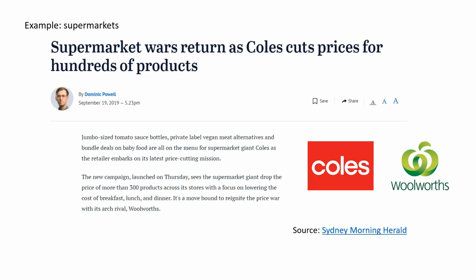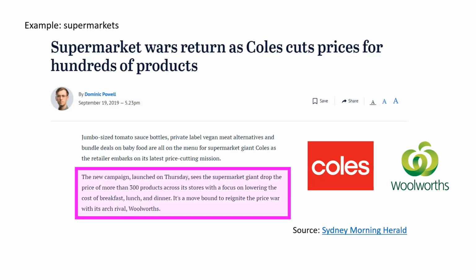Another example is supermarkets. So we can see Coles and Woolworths are always trying to outdo each other. So this is just an example from a couple of years ago. Coles launched a really big discount campaign on over 300 products. And why? Well, basically they're all products that Woolworths stocked. So they're basing the prices of those products on what Woolworths sold them for as well.